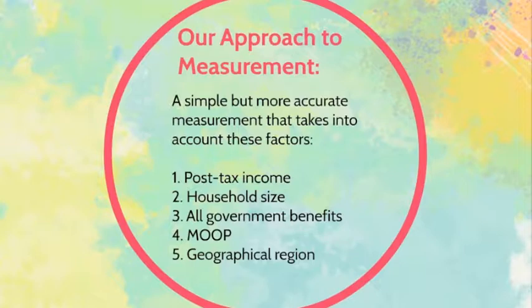Our approach takes into account these factors: post-tax income, household size, which is different from the family measurement used in the OPM because it includes cohabitation, all government benefits including SNAP, healthcare, child care assistance, unemployment checks, cash aid, housing subsidy, Social Security, and MOOP, or medical out-of-pocket expenses, and geographical region. While this approach to measurement strays from our definition, it would still be an accurate way to judge how the citizens of the U.S. are doing, since capabilities and income are so closely related.